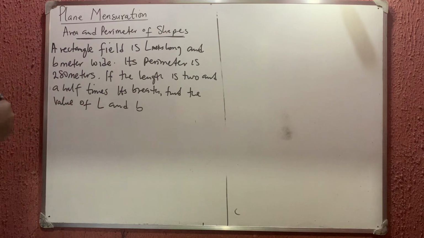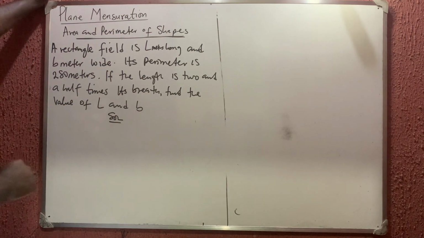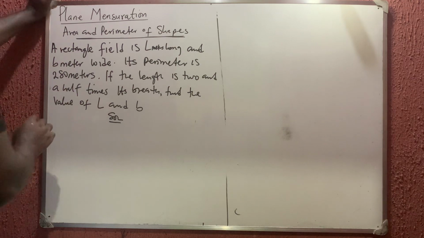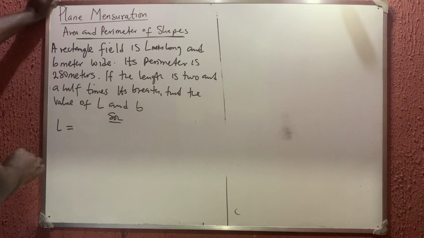Okay, and then B meter wide. Then I say its perimeter is this. Then I say if, okay, solution. Let's go. Solution. They say that the length L is equal to what?